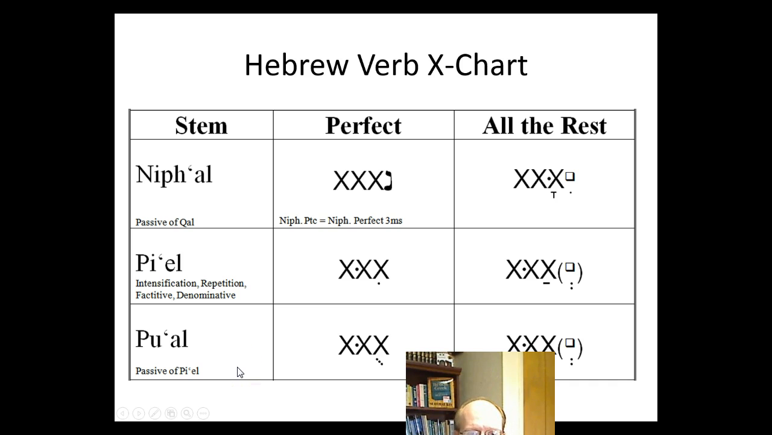The top of the Hebrew verb X chart looks like this. On the left column, you get the stems, nifal, piel, pual, and so on. In the middle, you get a column for the perfect tense forms. And the right is called all the rest. That means that all of the other forms of these verb stems are covered by that column: the imperfect, the infinitive construct, the infinitive absolute, the participle, the jussive, the cohortative, and so on. So all the rest covers every form of this verb stem except the perfect.